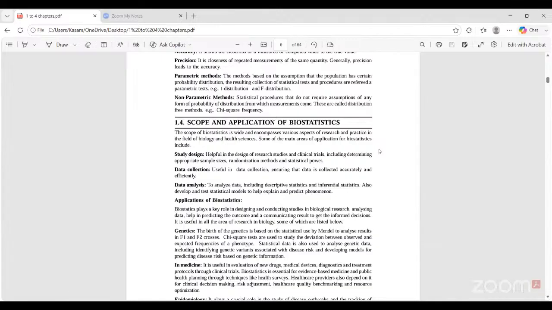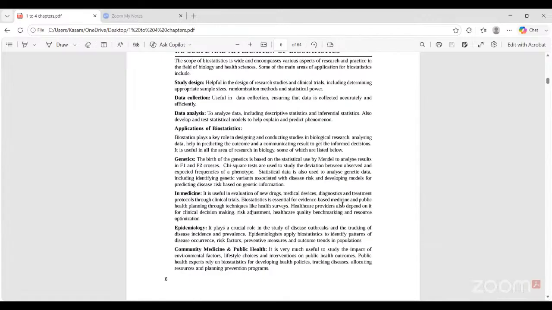After data collection comes data analysis: to analyze the data, including descriptive statistics and inferential statistics, and also develop statistical tests that explain and predict phenomena. See here, application of biostatistics. What is the application of biostatistics? Biostatistics plays a key role in designing and conducting studies, biological research, analyzing data, helping predict outcomes, and communicating results. It is useful in all research in biology, some of which are listed below.